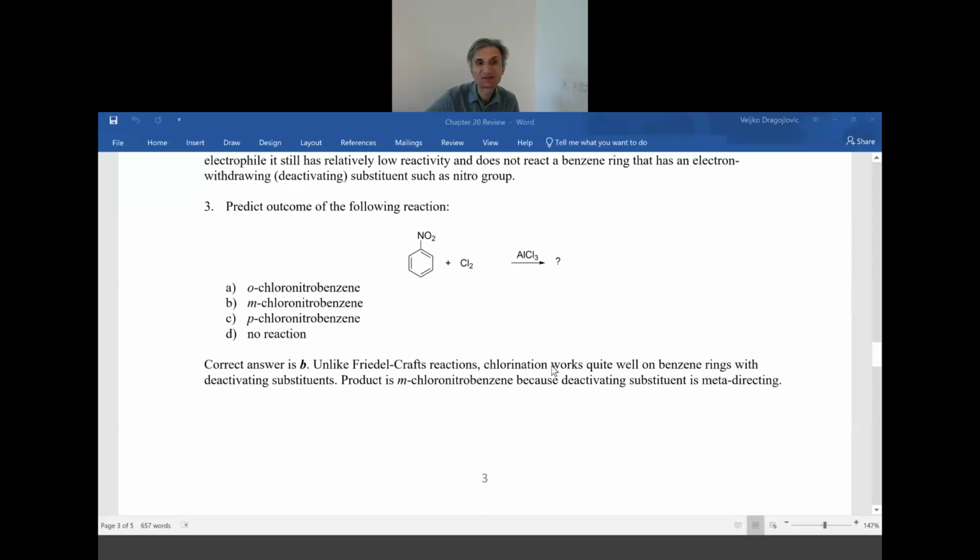Question number 3 is very similar. Predict outcome of the following reaction. Again, the reaction is on nitrobenzene, but now it's chlorination. It's chlorine in the presence of aluminum chloride. So now that's an activated electrophile, effectively the equivalent of Cl plus, or chloronium ion. That's actually a rather strong electrophile, unlike the Friedel-Crafts alkylation reagent, and so that works very well on benzene rings, even if they are deactivated. In this case, all that we are considering are the usual electronic effects and the directing effect of nitro group. Nitro group being deactivating directs incoming substituent into meta position. And so the product is meta-chloronitrobenzene, or B.